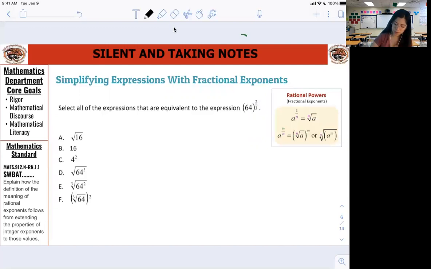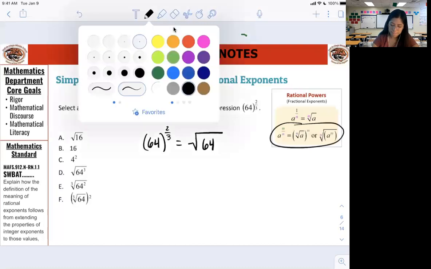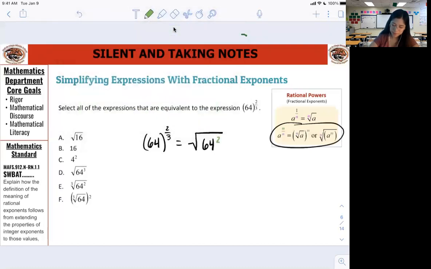So I have 64 to the power of 2/3. So let's start breaking this down. Based on the rules that I have right here, I know that I can write this 2 different ways. I can either just have, like we've normally been doing, which number goes inside? 2 goes inside, good. 3 goes outside. Just this way, which is answer choice E, which almost everybody chose. That's good.